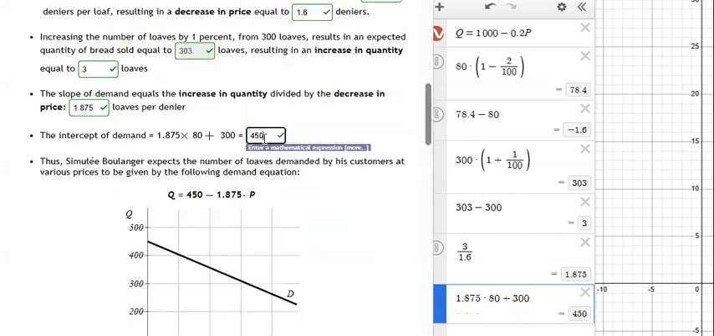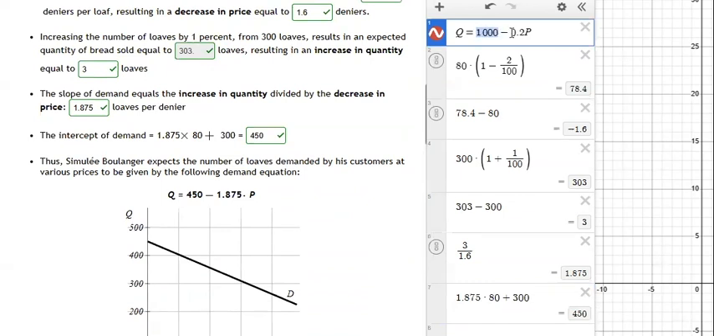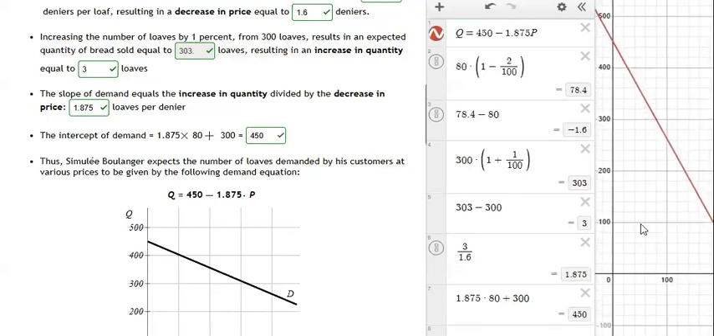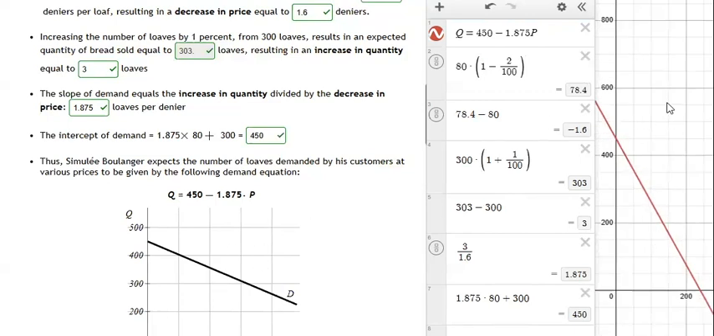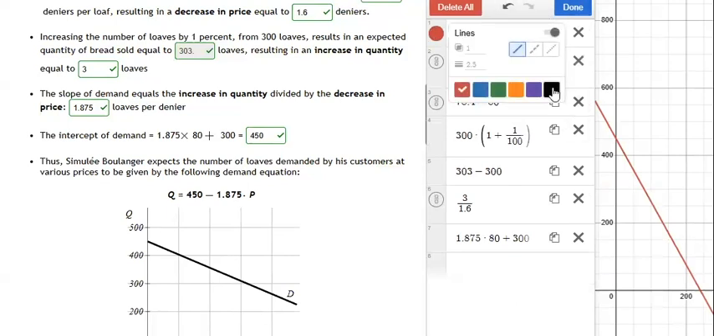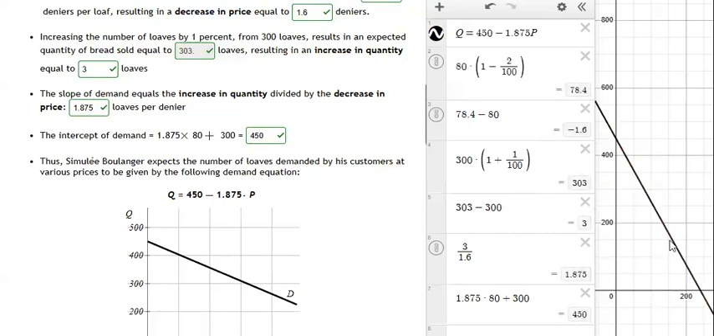Notice when I plug this number in, it fills in my equation here. So what I want to do now is change the equation up here to 450 minus 1.875 times the price. I'm going to scale the graph over here so you can see the demand curve. Now, since the demand curve is black here, I'm going to change the color of the demand curve over here by clicking on the gear, then clicking on the red color, changing it to black, and then clicking done. So this demand curve is the same as that demand curve.